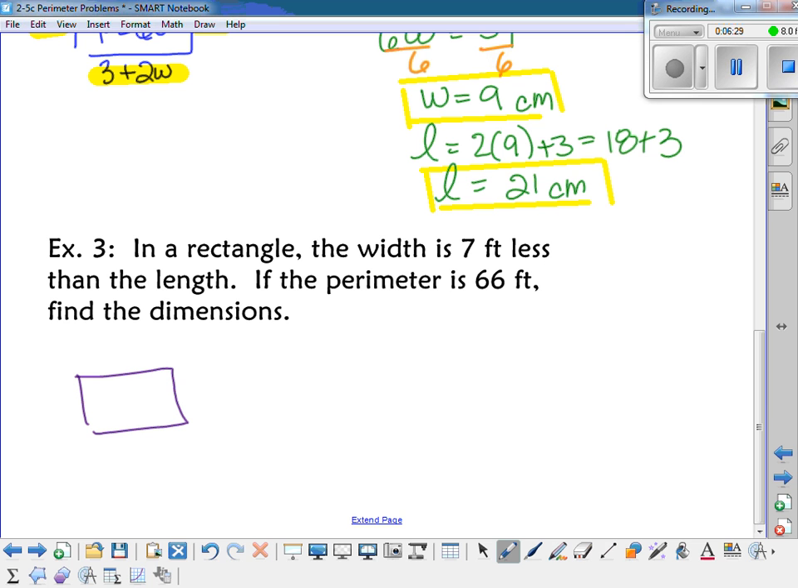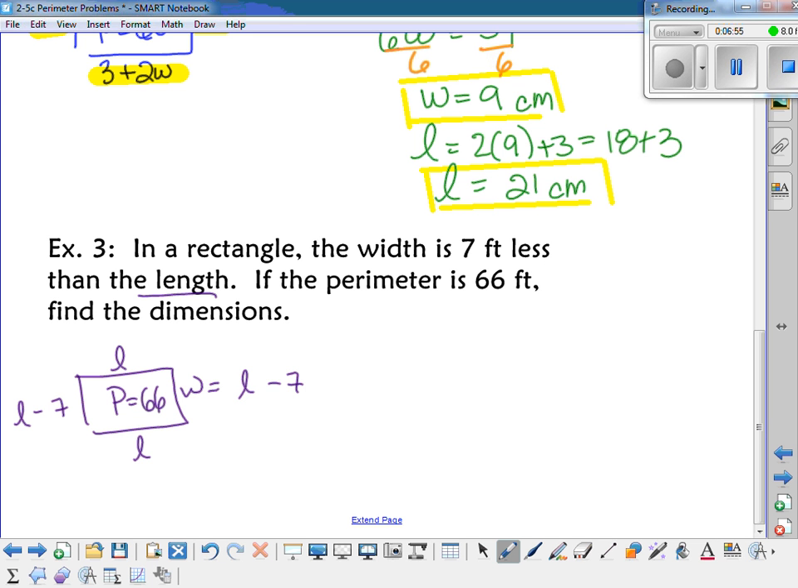Okay, so when you draw this, you've got width and length, right? And this one says the width is, so W equals 7 less, which means I'm subtracting 7 from something. What am I subtracting it from? The length. So instead of W, I can write L minus 7. And then this one would also be the length. Okay, so that's how you need to set it up if you were getting stuck on that step.